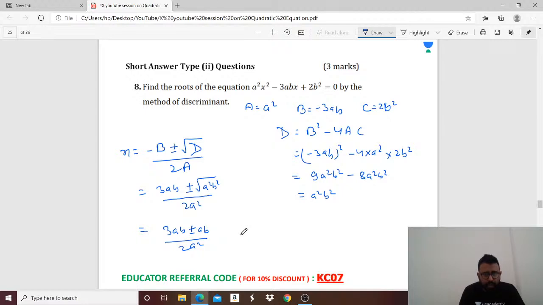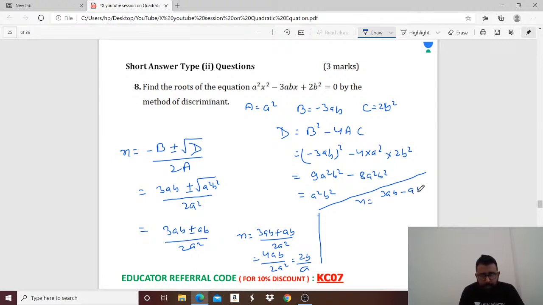So x ke do values hain. What are the values of x? X ka ek value hoga 3ab plus ab by 2a square, which is 4ab by 2a square. Kaat peet karao, so a kat gaya. That's 2b by a. Ek to value ye aayega. Dusra, x ka minus lekar kar do: this is 3ab minus ab by 2a square, that will be 2ab by 2a square.